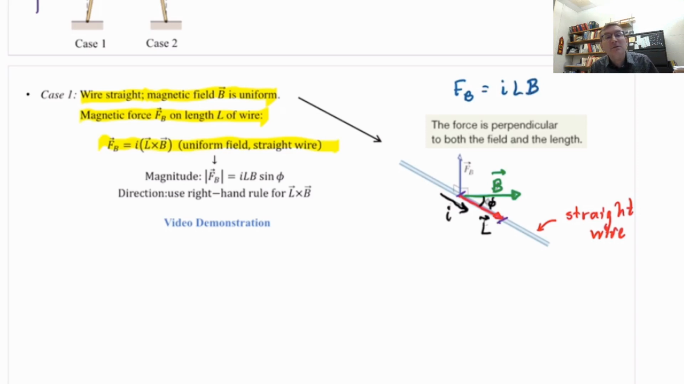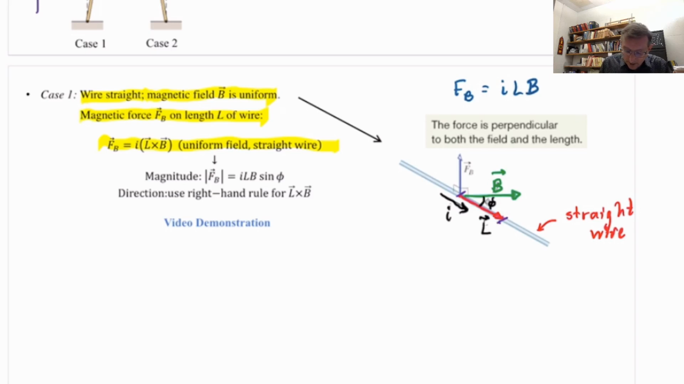The magnetic force on the length L of the wire is I times L arrow cross B arrow. Yep, it's a vector product again. This time it's a vector called L, the length vector that's in the direction of the current. So you do L cross B, multiply by I. The I is always positive in this case, and you'll have the magnitude and direction of F magnetic.